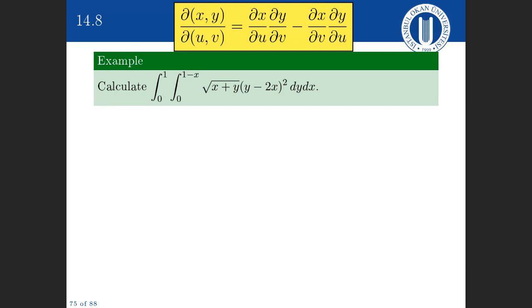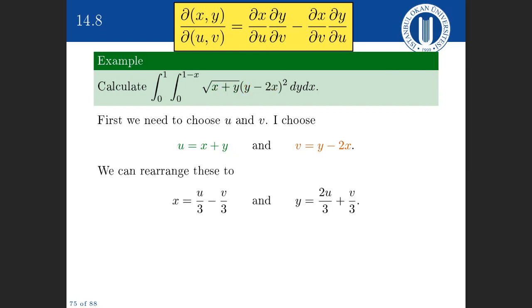Another one, calculate the integral from 0 to 1, integral from 0 to 1 minus x, square root of x plus y, y minus 2x squared, dy dx. First, we need to choose a u and a v. And there's two functions here. There's an x plus y in green, and there's a y minus 2x in orange. Let's choose these. I'm going to choose u is equal to x plus y, and I'm going to choose v is equal to y minus 2x. And then I'm going to rearrange these to solve for x and y. X is u over 3 minus v over 3, and y is equal to 2u over 3 plus v over 3. You can check those later.